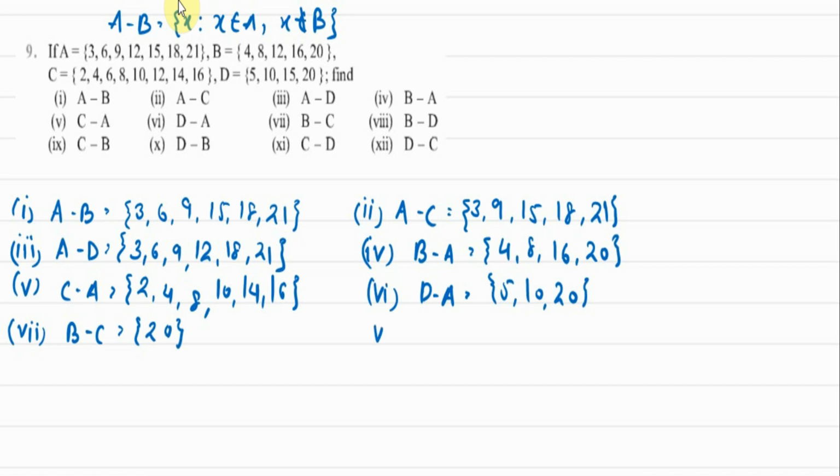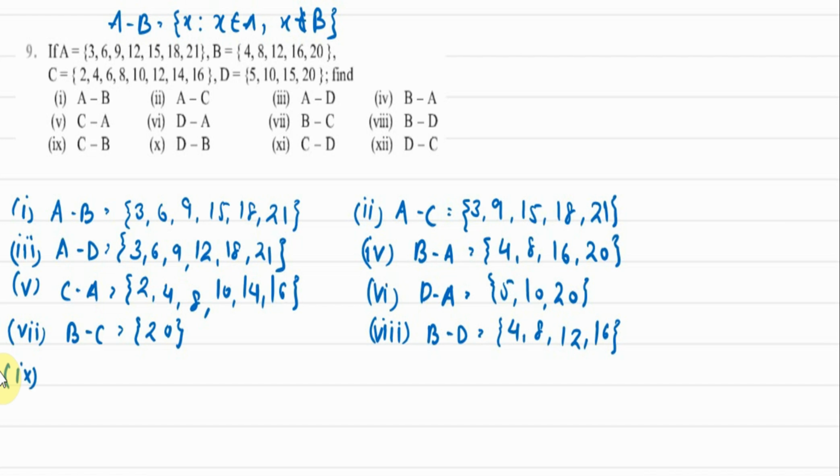Next we have part 8. It says find out B minus D. That means we will write all the elements present in B but not in D. So that will become 4, 8, 12 and 16. Why these elements? Because they are only present in set B, they are not present in set D. That is why B minus D will be 4, 8, 12, 16. Right?